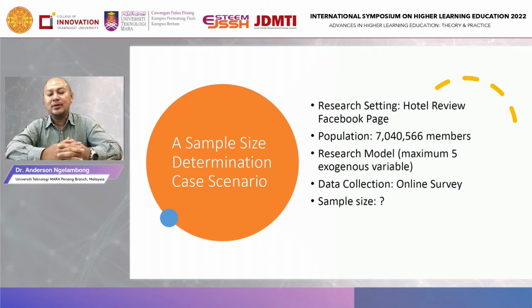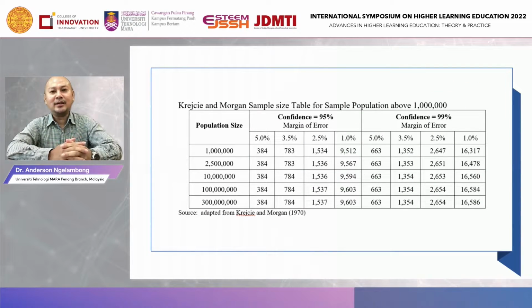So this is the scenario whereby you have to determine what sample size you need to use. Here the question mark is on the sample size. Let us see how we determine the sample size from this case scenario. The first one, I believe most of you, especially my students, refer to Krejcie and Morgan. Krejcie and Morgan is very popular; if you go to research method classes, it is one of the most cited authors for sample size.